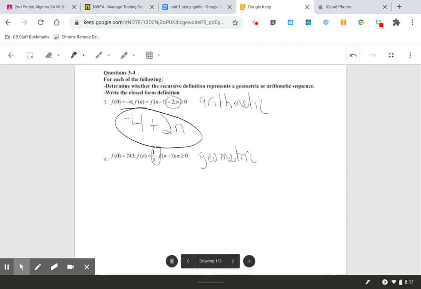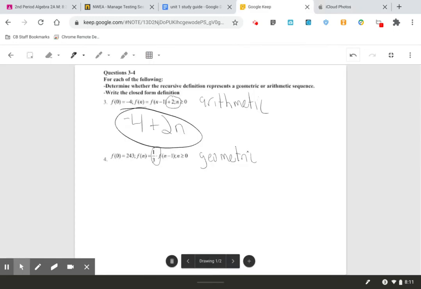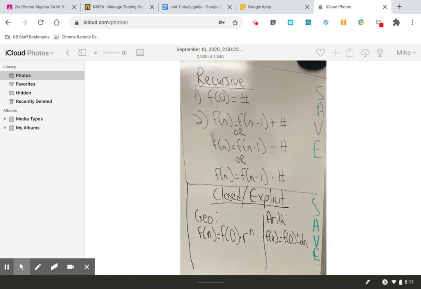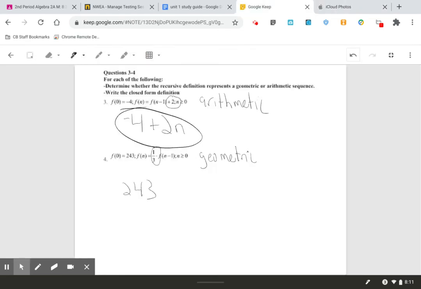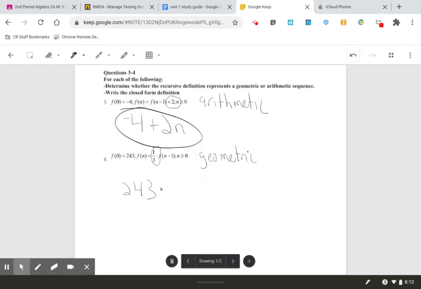For number 4, we're going to use this right here. So f of 0, our starting term, is 243. So f of 0 times r to the power of n. In this case, r is 1/3. So my closed definition is going to be 243 times 1/3 to the power of n. And that is it for number 4.